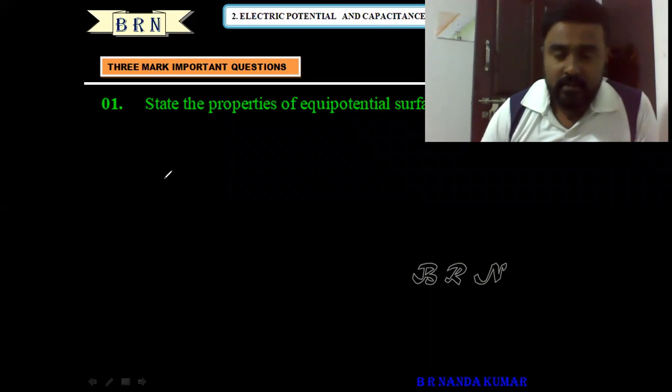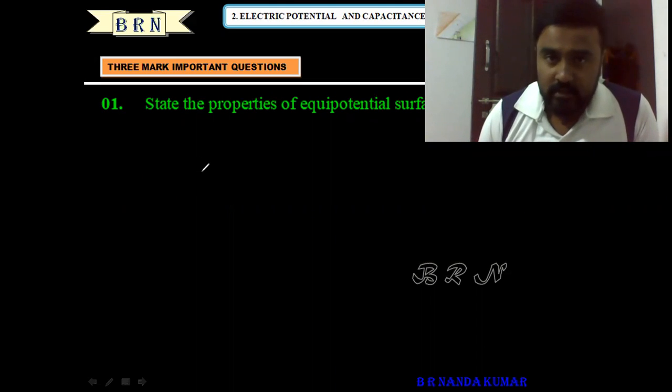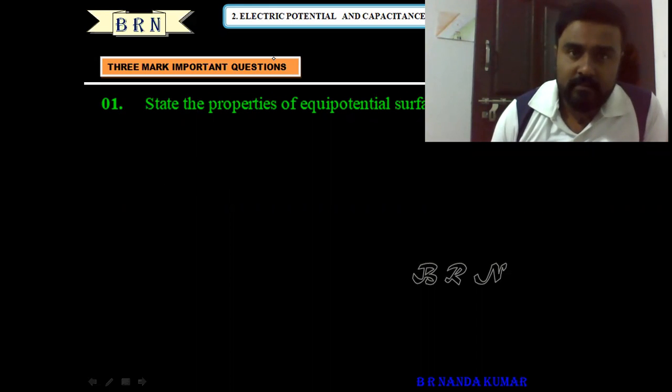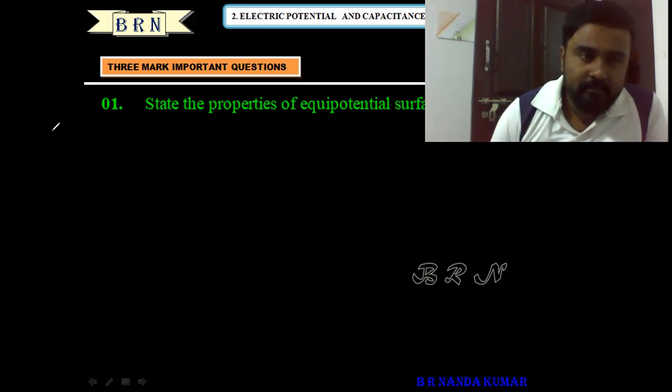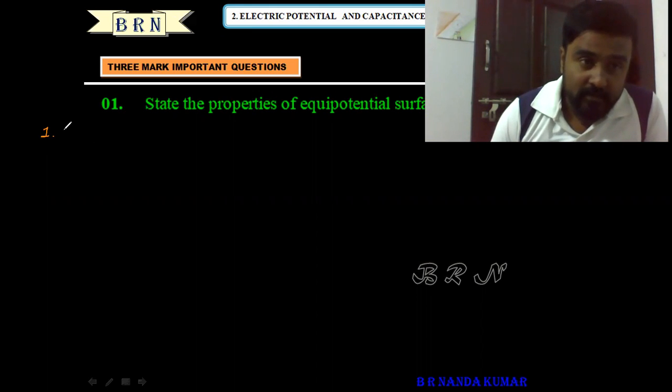So equipotential surface means the surface on which electric potential is the same everywhere. That is the meaning of equipotential surface. Now let us discuss some simple properties of equipotential surfaces. A very simple property: equipotential surfaces will never intersect with each other.